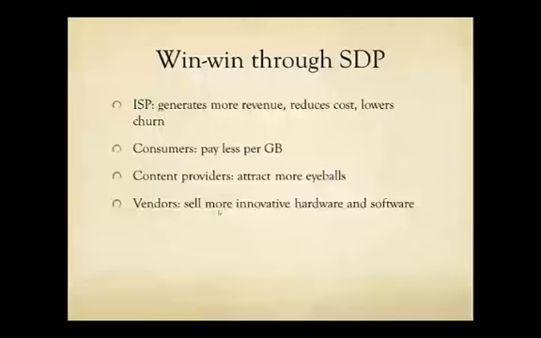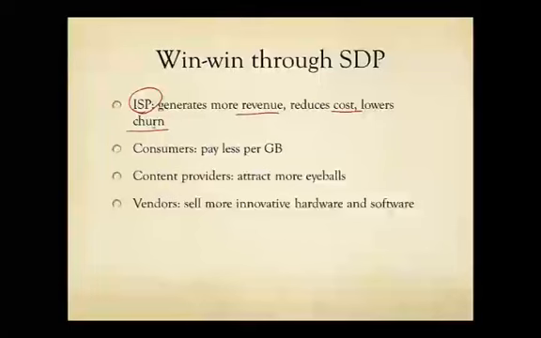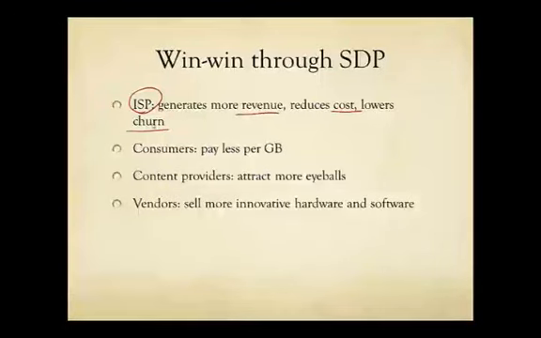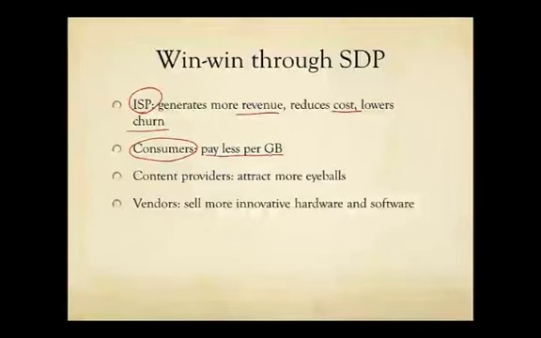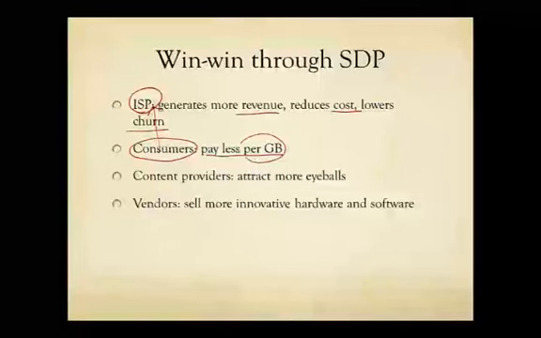So the ideal win-win situation through SDP is the following, that the carriers or internet service providers will generate more revenue, reduce cost, and lower the churn because the consumers are happier. The consumers at the same time will be able to pay less for each gigabyte. Now, what is the catch here? Consumers pay ISP, how can they both be happier? Well, the consumers may be paying less for each gigabyte. Say instead of $10 a gigabyte, on average, let's say you pay $5 a gigabyte, you think that you are getting a much better deal.